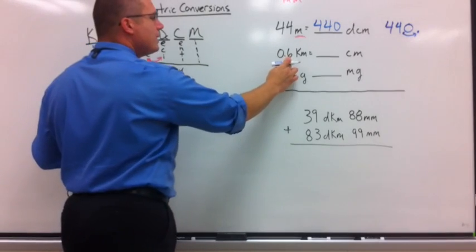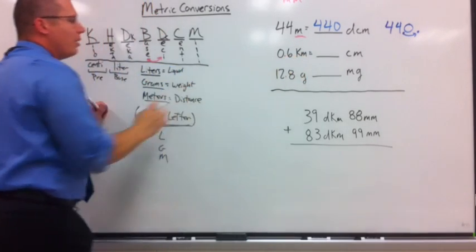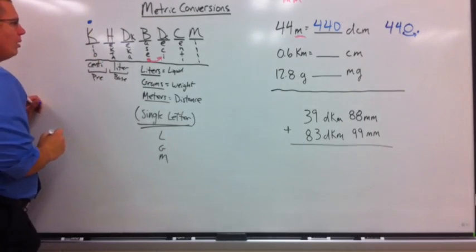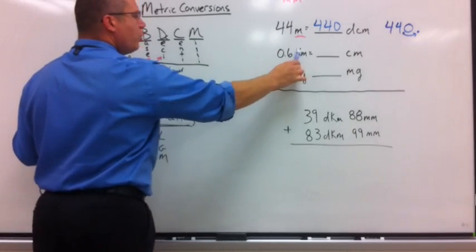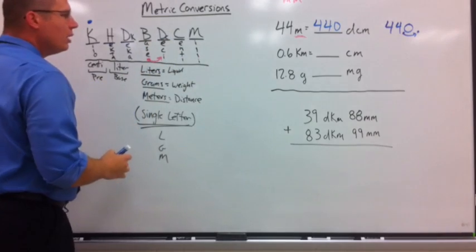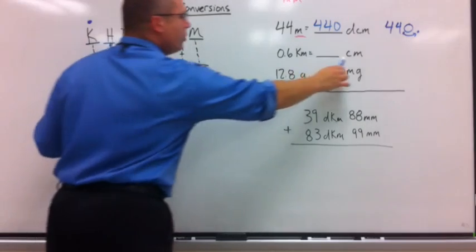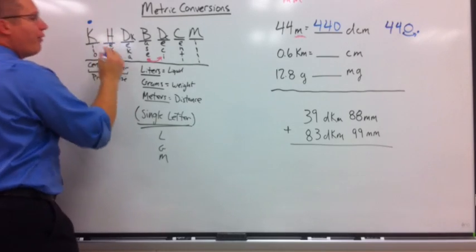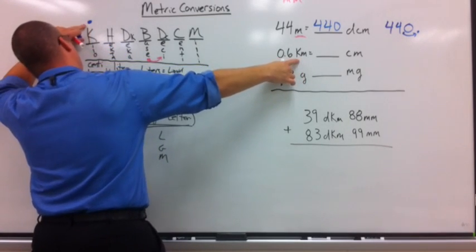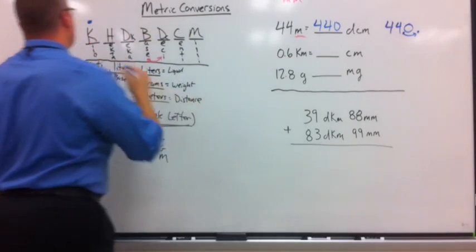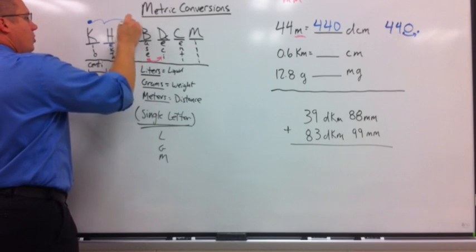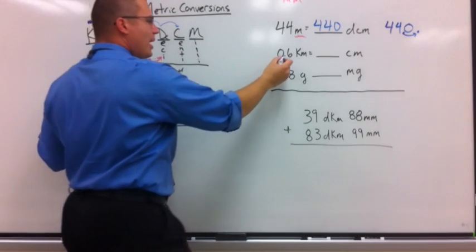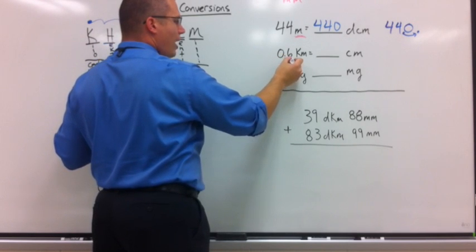Next example, 0.6 kilometers. I'm going to start at the KM. Remember, the first letter is where I start on my chart. KM. I must get to cm, centimeters, which is the whole way down here. Start at your first label, KM. Move to your second label. 1, 2, 3, 4, 5 to the right. So I'm going to take my decimal and move 5 to the right.